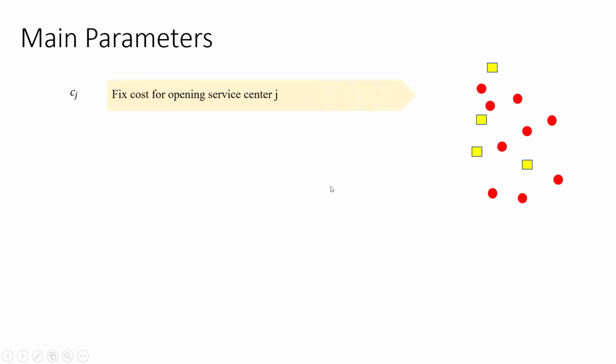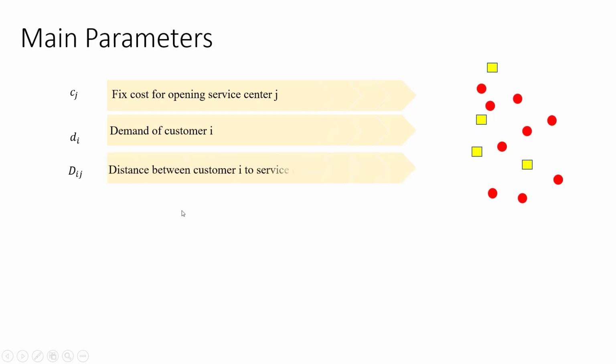We have to mention here the main parameters that can be applied in hub location problems. Suppose that we have different customers and different city centers. So CAJ, related to the city centers, is the fixed cost for opening city center j, and we have Di, which determines the demand of customer i. We also have Dij, the distance between customer i and service center j, so it will be applied in our objective function.